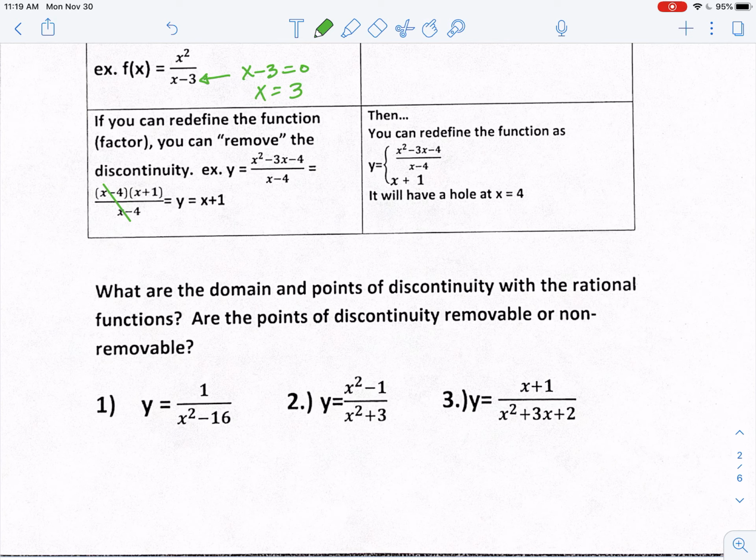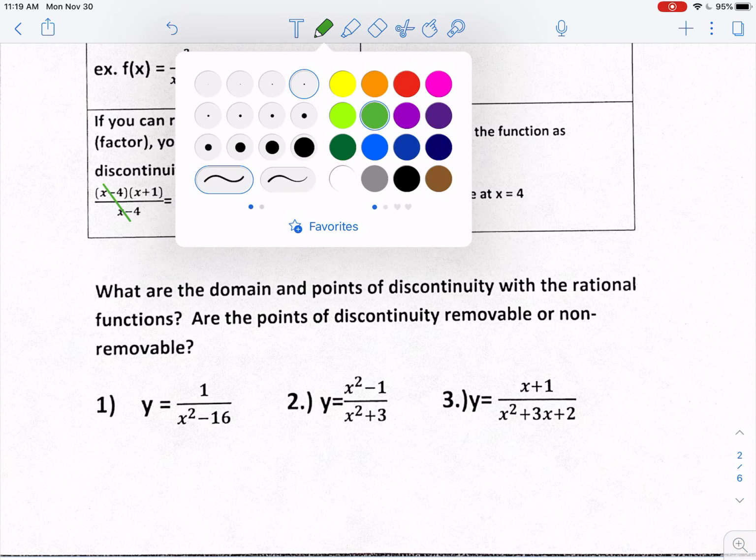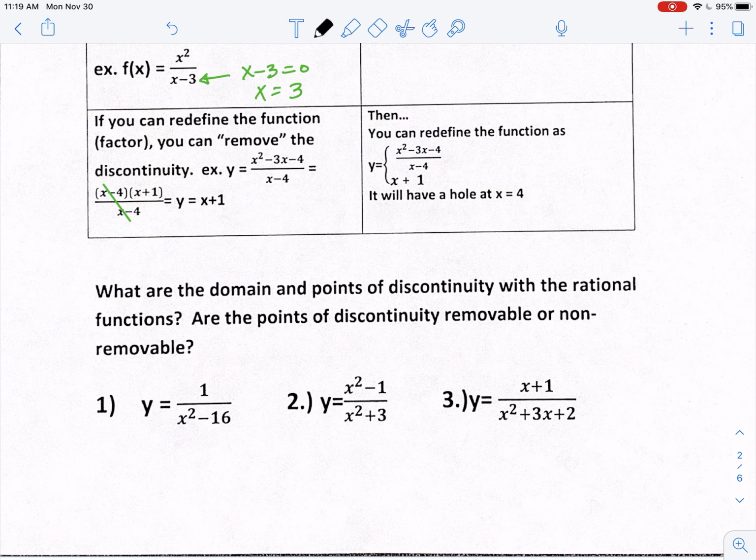What are the domain and the points of discontinuity for these rational functions? Remember, a rational function is just where you've got a fraction. You have a polynomial on the top, you have a polynomial on the bottom. Okay, so taking a look at this first problem, y equals 1 over x squared minus 16. First thing you're going to do is factor. 1 over, that is the difference of squares, x minus 4, x plus 4.